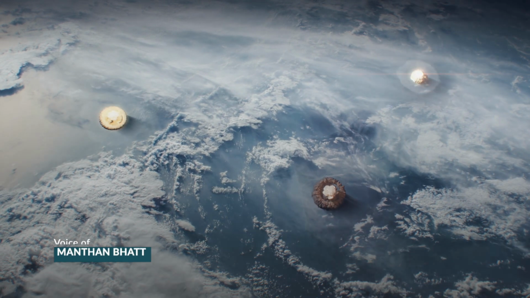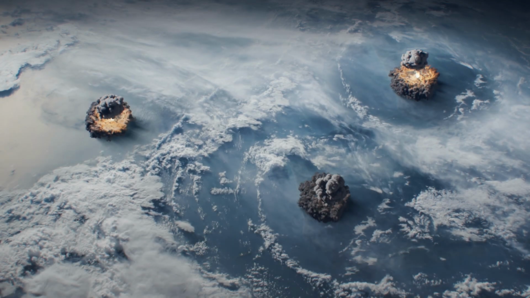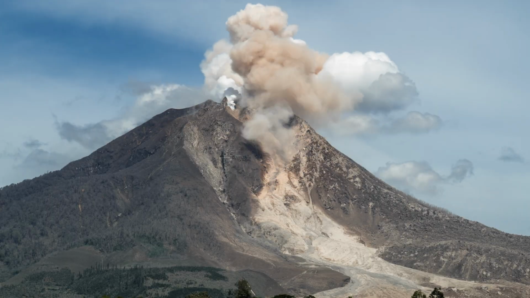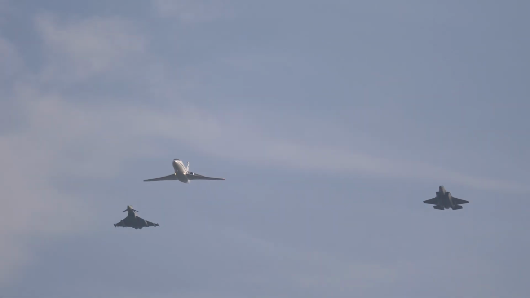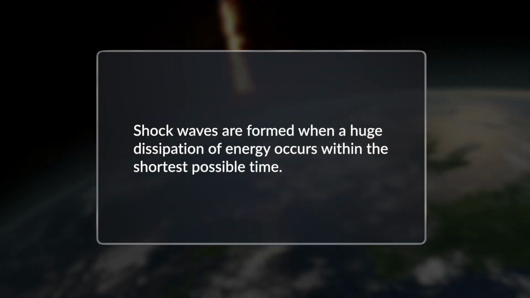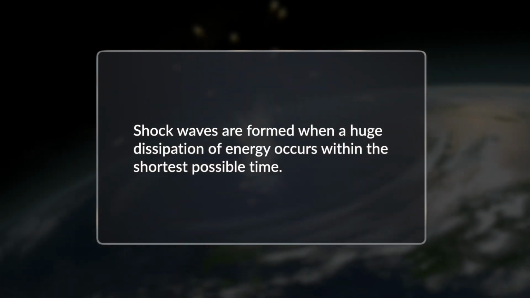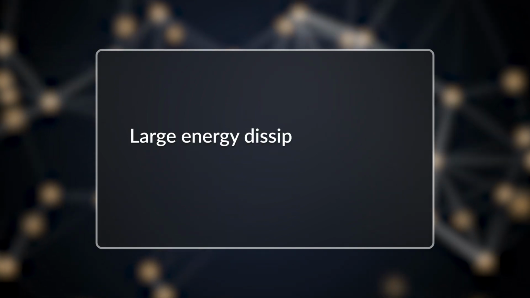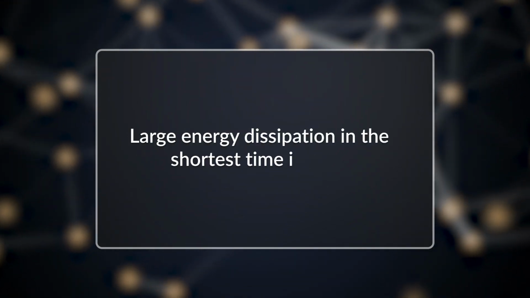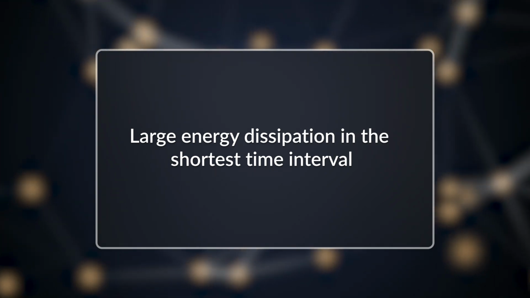By now, you have seen shock waves caused as a result of massive explosions, volcanic eruptions, high-speed projectiles, and objects moving at supersonic speed. To quote it simply, shock waves are formed when a huge dissipation of energy occurs within the shortest possible time. So, which is the simplest example that strikes your mind when I say large energy dissipation in the shortest time interval?